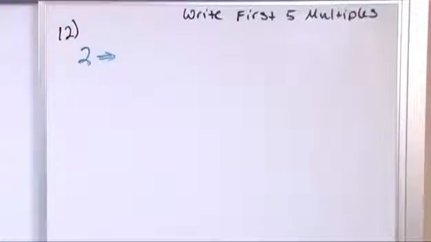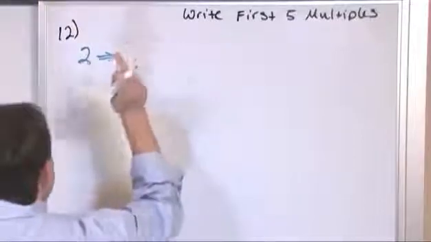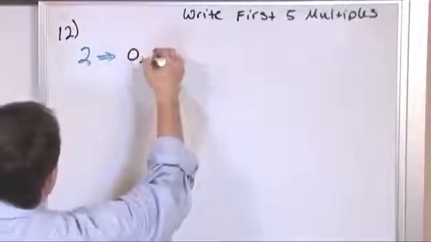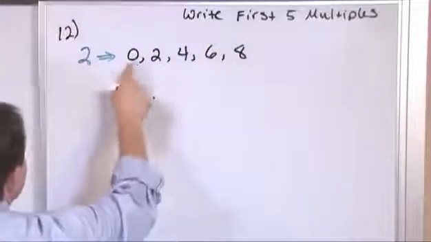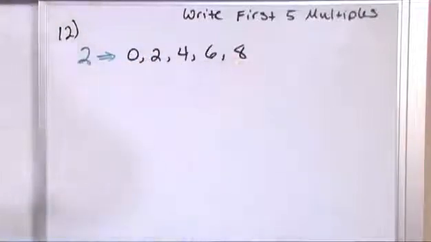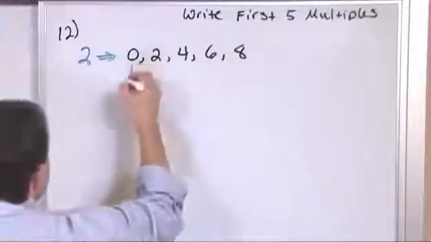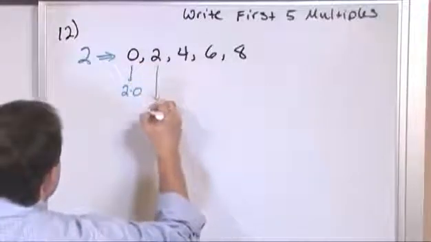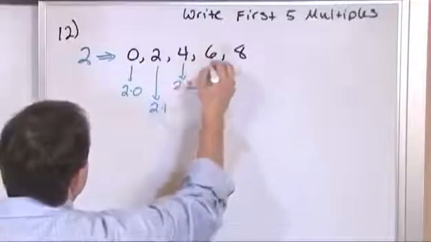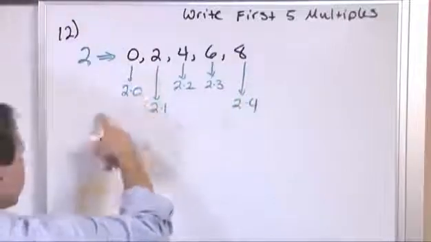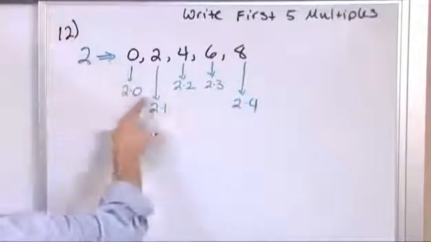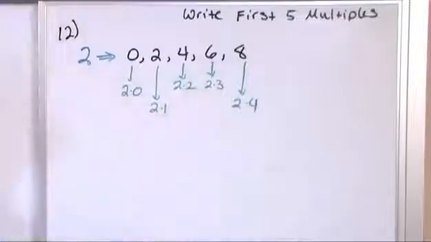Basically, the easiest way to do multiples, especially if you're doing the first 5, is just count by that number. That's probably the easiest thing to do. So if you're counting by 2s, and you always have to start at 0, you're going to have 0, 2, 4, 6, 8. Now stop, because this is the first 5 multiples. This is the first, second, third, fourth, and fifth. And to just absolutely drill it home, this is 2 times 0. This is 2 times 1. This is 2 times 2. This is 2 times 3. And this is 2 times 4. So these are the 5 multiples, because you're just basically taking your base number and multiplying it by a number. So you're getting a multiple.